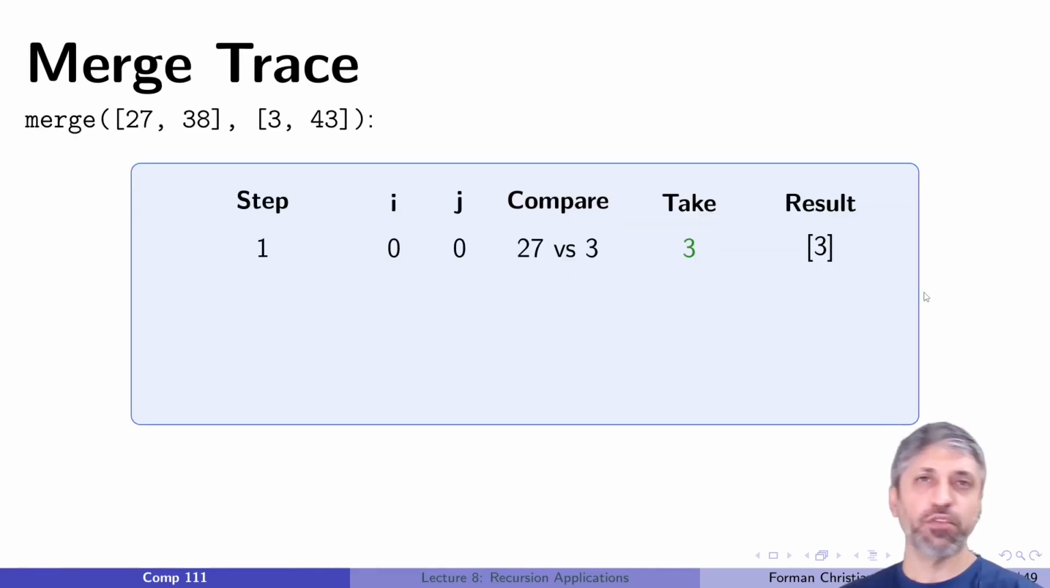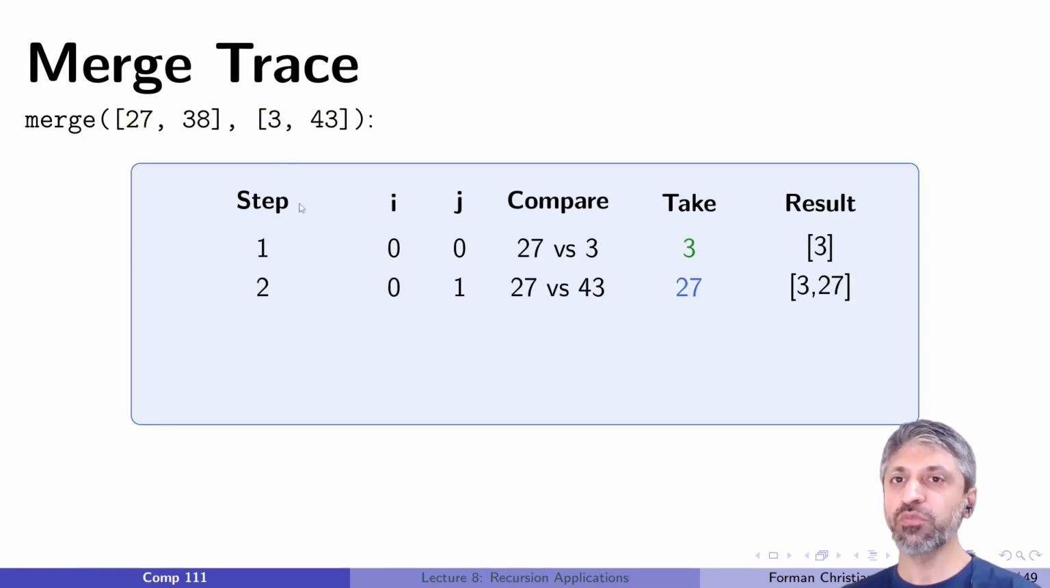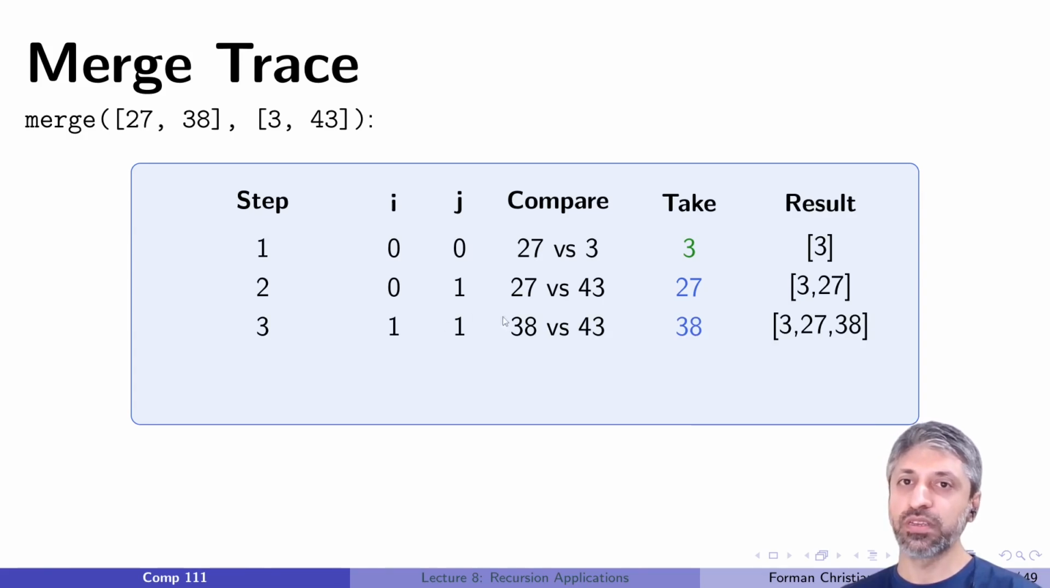Let's do one more trace. We're merging the lists 27, 38 and 3, 43. So these are two lists we need to merge, and they're sorted. That's why merge works, basically. Initially we have i, which is the pointer for the left list, and j, which is the pointer for the right list. We compare 27 and 3, 3 is smaller. We take 3 and put it in the result. The j becomes 1 because it was the smaller from the right list. And then we compare 27 to 43, we take 27, move i forward and put that into the result. And we keep on doing that until we are done.